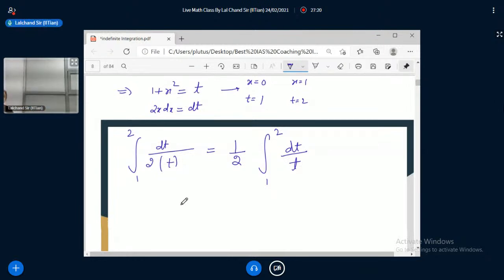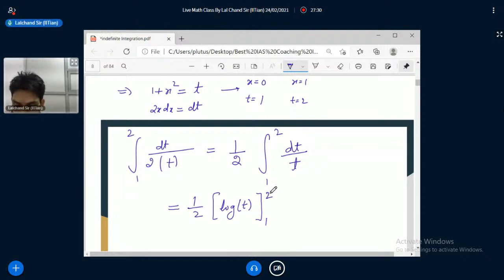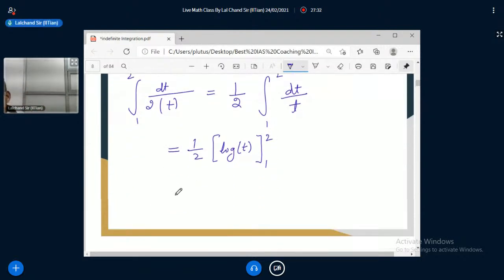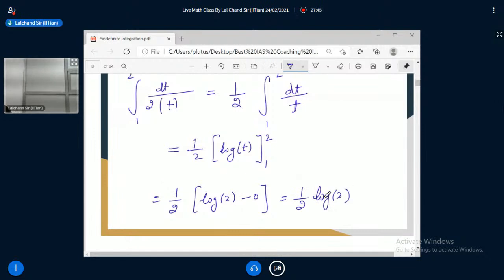So we can write 1 by 2 log of t, with limit 1 to 2. If we calculate this, we have 1 by 2 times log 2 minus log 1, and logarithm 1 is 0. So our final value will be 1 by 2 log of 2. This is the final answer for this question. Okay.